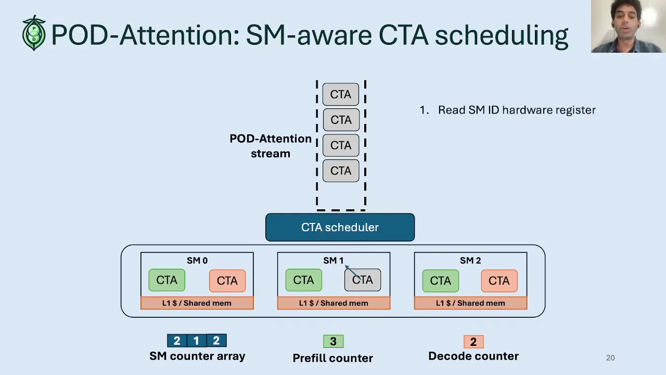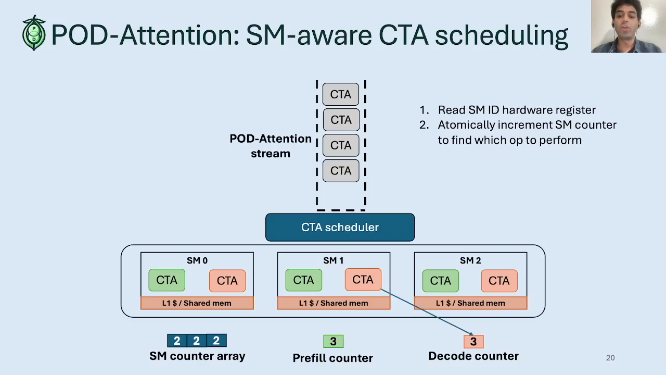Once a CTA is launched by the CTA scheduler onto an SM, it first determines the SM it was launched onto by reading the SM ID hardware register, contained within each SM. In the shown case, the newly launched CTA reads the SM ID 1. It then increments the SM counter array for the respective SM, getting the value 1 from the counter array and replacing it with a value of 2. This informs the CTA that it is the second CTA to launch on that SM with an ID value of 1. We now apply a policy to decide what operation this newly launched CTA should run based on this value. For example, even-numbered CTAs can perform prefill, while odd-numbered CTAs perform decode. In the shown case, since it has a value of 1, it performs decode.